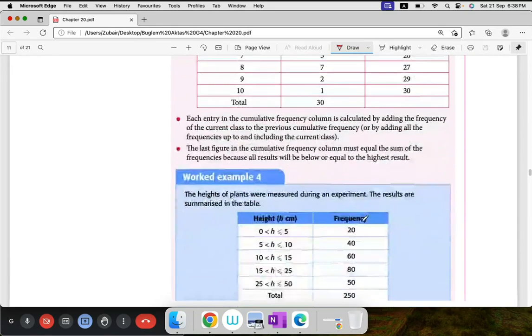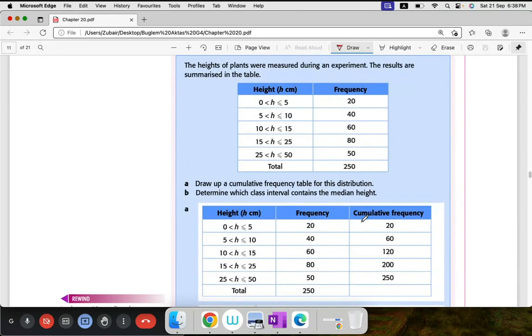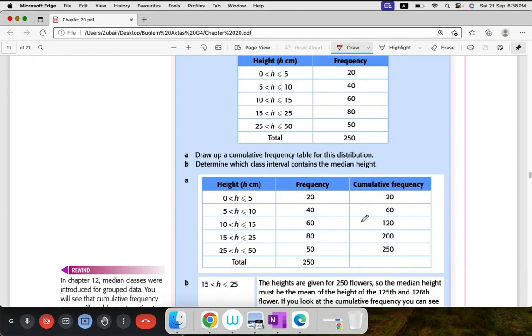Okay. Worked example. The heights of plants were measured during an experiment. The results are summarized in the table below: 0, 5, 10, 15, 25, 50. And there's one good thing: you'll have all the classes of equal width for cumulative frequency. So there are 20, 40, 60, 80, 50, and total are 250. So cumulative frequency: 20, 20 plus 40, 40 plus 60, 120 plus 80, 200 plus 50. So this is your cumulative frequency.